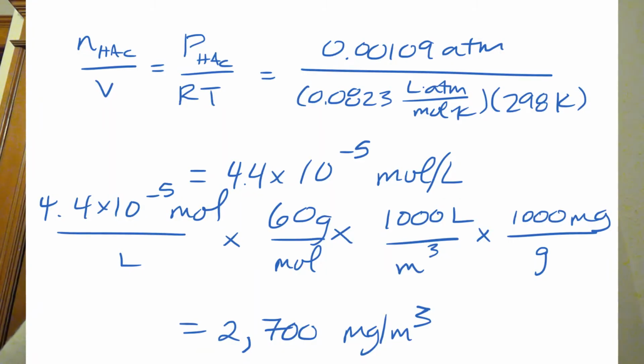So what we can do to do this conversion is we can use the ideal gas law. So I'll rearrange to get the moles of acetic acid per volume using this equation right here. And then with moles per liter, I can do some additional calculations to convert that into milligrams per meter cubed.